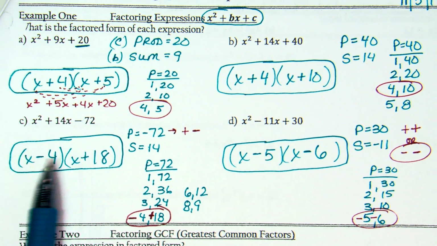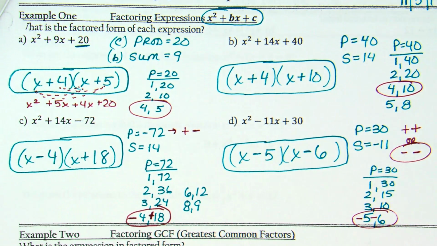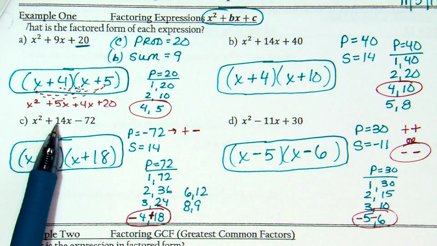Is that right then, what Miss Roger said, that if there is a minus and a plus, then the bigger number goes with the sign in the middle? Mm-hmm. Yeah, so like here, it's a positive 14, so that means my larger number is positive. If this had been a negative 14, then my larger number would have been negative.